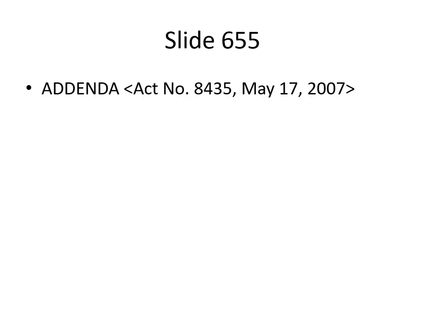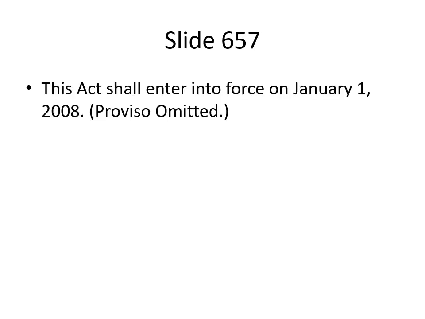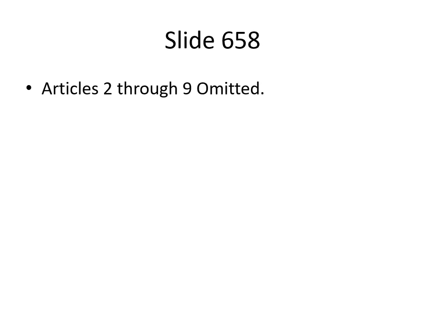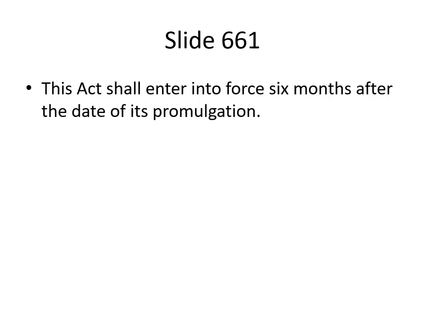Addenda Act No. 8435, May 17, 2007. Article 1. Enforcement date. This Act shall enter into force on January 1, 2008. Proviso omitted. Articles 2 through 9 omitted. Addendum Act No. 8561, July 27, 2007. This Act shall enter into force 6 months after the date of its promulgation.